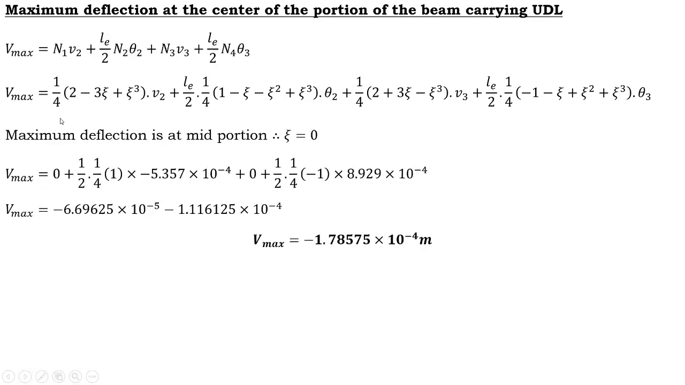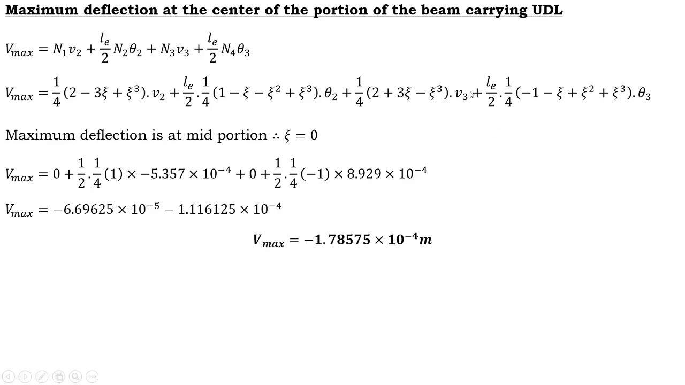When I substitute it as 0, this entire term will be 0, because the value of V2 is 0. Then I'll have a value for theta 2, which is minus 5.357 into 10 to the power of minus 4. Now everywhere zeta is 0, I am left with this 1. The length of the second element is 1, therefore 1 by 2, 1 by 4 as it is, and this 1 as it is, into theta 2, which is substituted.